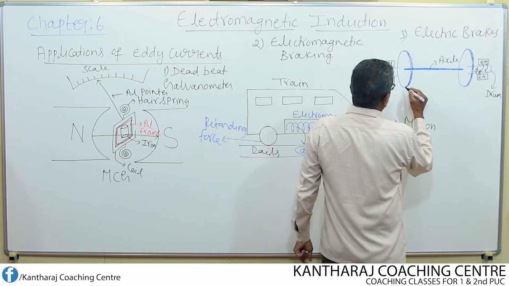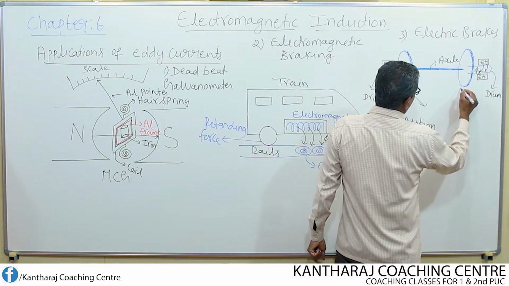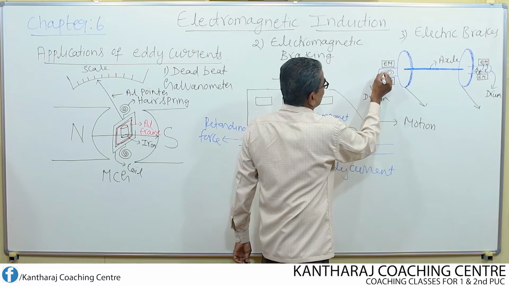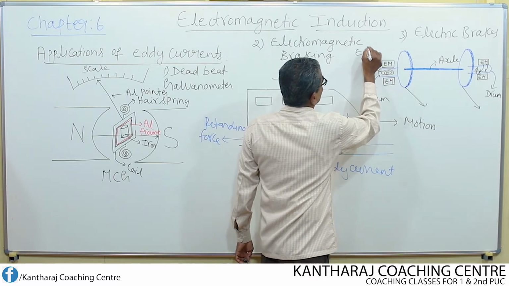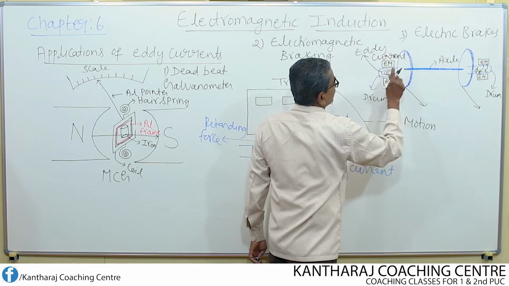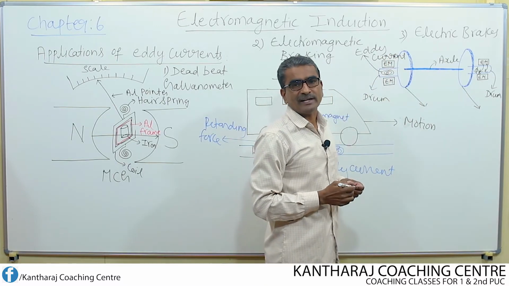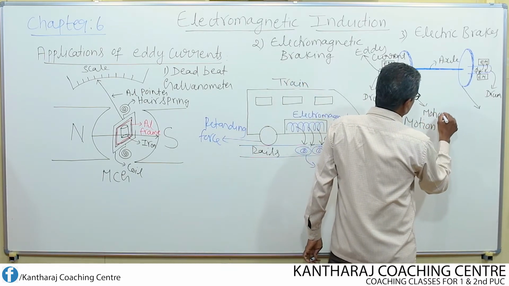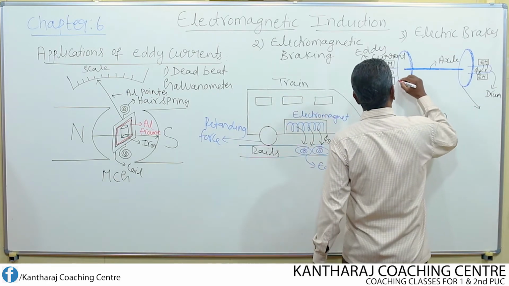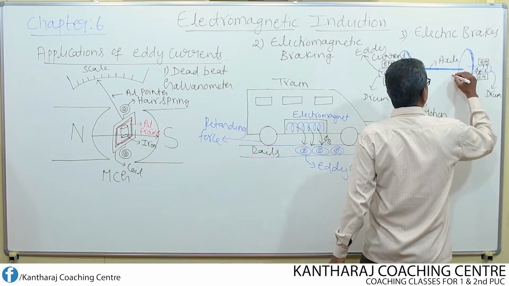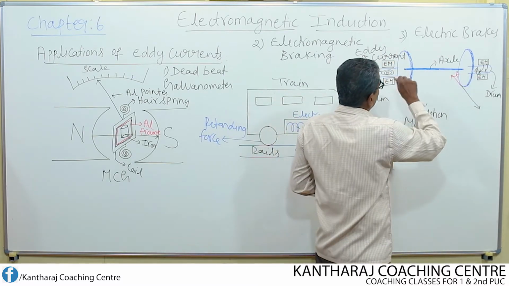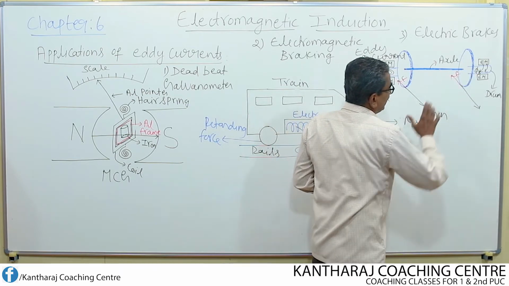That means if the train is moving in the forward direction, the eddy current opposes the motion of the wheels, that means the motion of the train. So this is the direction of motion of the train. Then the retarding force will be opposite to this. So this will be the retarding force acting on the train. This is how, by making use of electric brakes, the trains can be stopped.